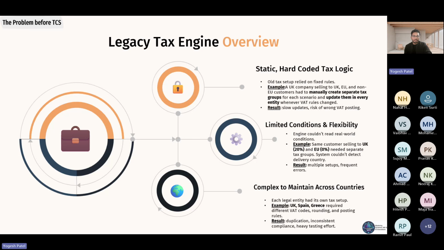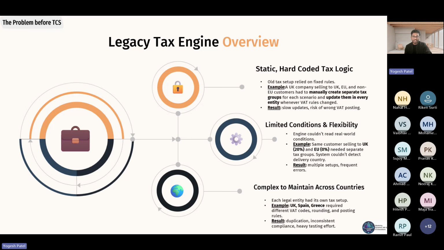Secondly, it had limited flexibility, so the engine couldn't really understand real-world conditions. For example, if the same customer buys goods from the UK and the EU, you needed two separate tax groups just to manage the 20% local tax and 0% VAT. The system simply couldn't detect delivery countries automatically, which meant multiple setups and frequent errors.